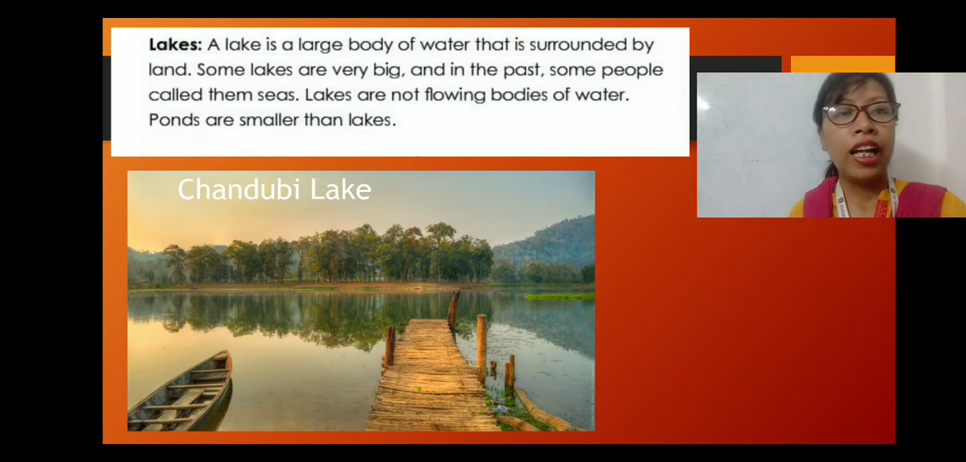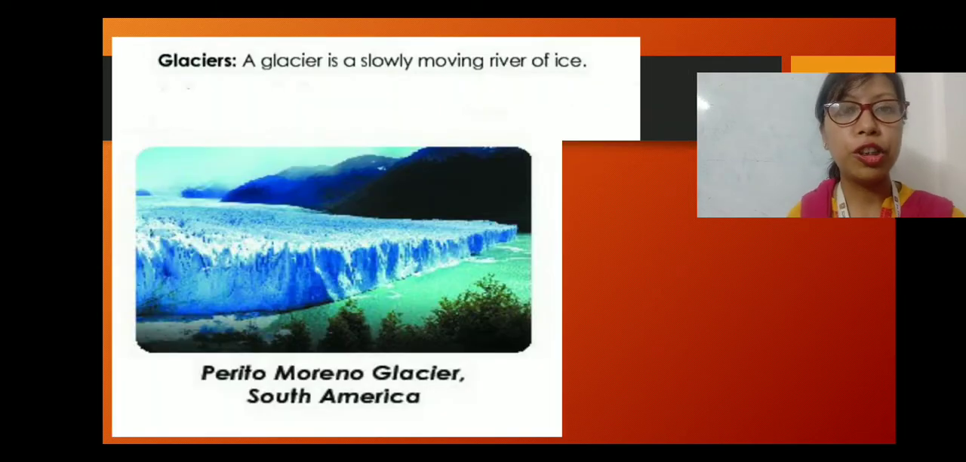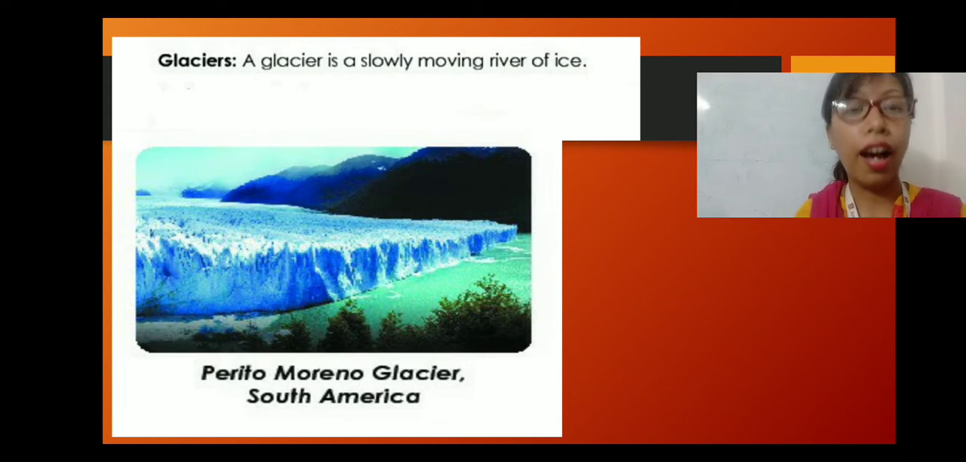Clear? Now let's move towards the next one, which is glaciers. What are glaciers? A glacier is a slowly moving river of ice. So it is a river of ice. The water gets frozen and it becomes ice. Suppose you compare it to a river. The river is covered with water, right? The whole river is covered with water. In the same way, instead of water, it is covered with ice.